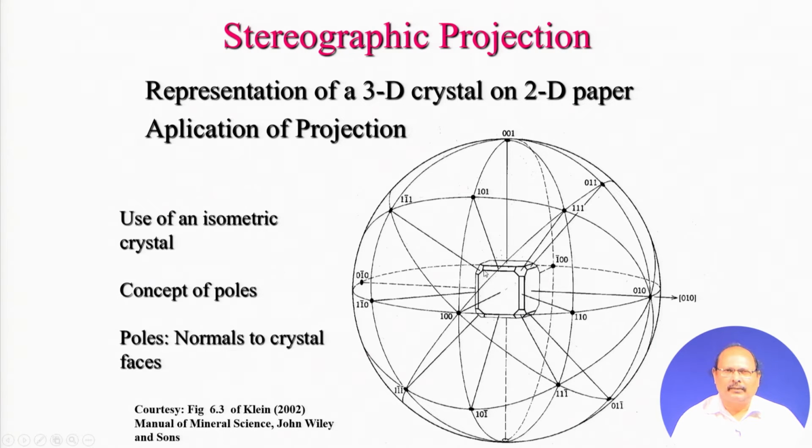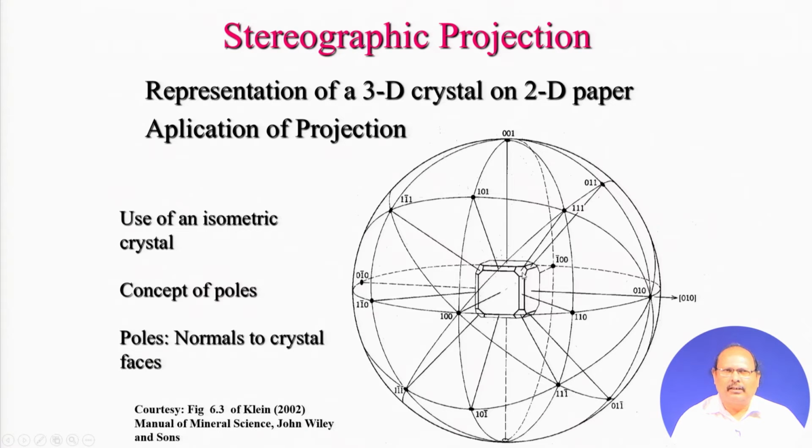So, let us consider that for the 100 face, you draw this normal and you allow this normal to intersect the periphery of this sphere. So, that is intersected at this point here. Same way, the normal to 0, 1, 0 intersects the periphery of this sphere at this point here. Whereas, this is the 1, 1, 1 plane. If a normal is drawn on this face and allowed to project, it intersects the periphery of this sphere at this place, and this is the 1, 1, 1 position of this face.